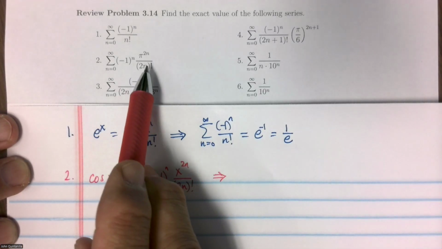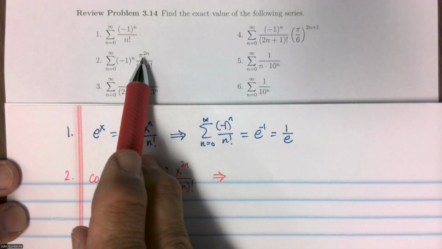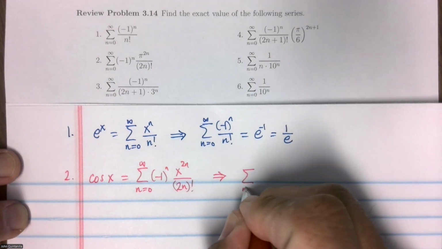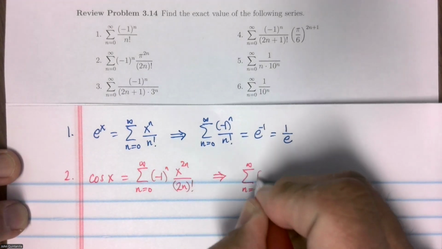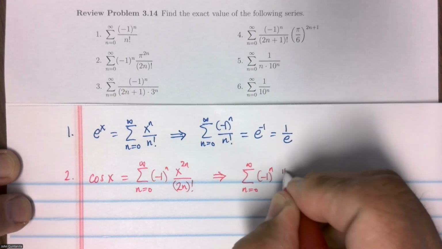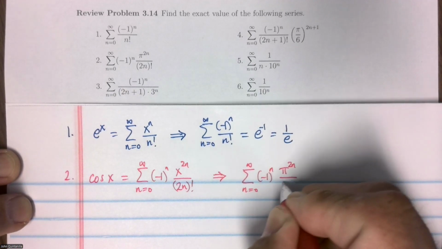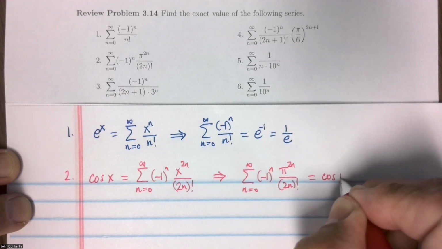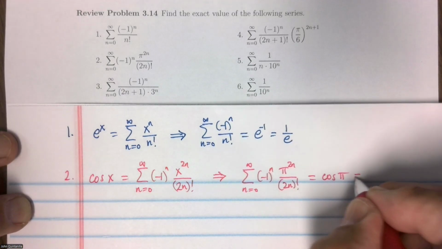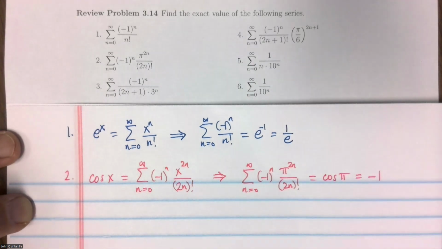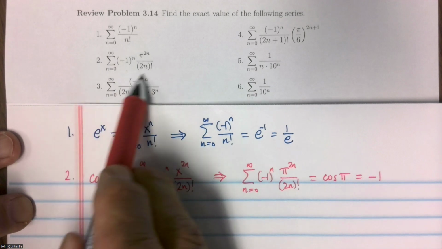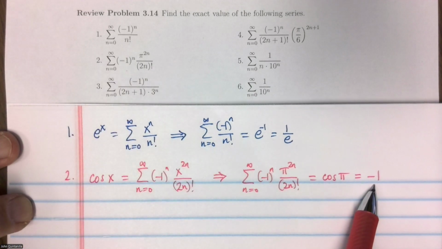All right, and that's pretty much what I have here, except instead of an x, I've got a pi. And so therefore, the summation n equals 0 to infinity of (-1) to the n times pi to the 2n over 2n factorial will be equal to cosine of pi, and cosine of pi is equal to -1. So it's kind of remarkable that this very complicated sum works out to be -1 exactly, and there's no pi's left in it.